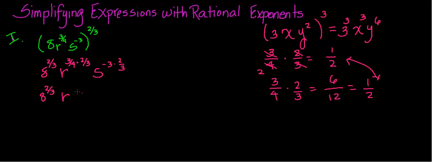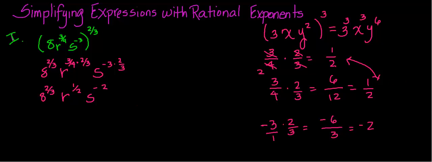So this becomes r to the 1/2 power, and this becomes s, and we have -3 times 2/3, and that gives you numerator times numerator, -6. Denominator times denominator gives you 3. This gives you -2. So this is s to the -2 power. So far, this is looking very nice. Now what I need to do is take 8 to the 2/3 power and try to simplify that, and also get rid of my negative exponents. Anytime we're working with exponents, we never want to have a negative exponent in our expression.